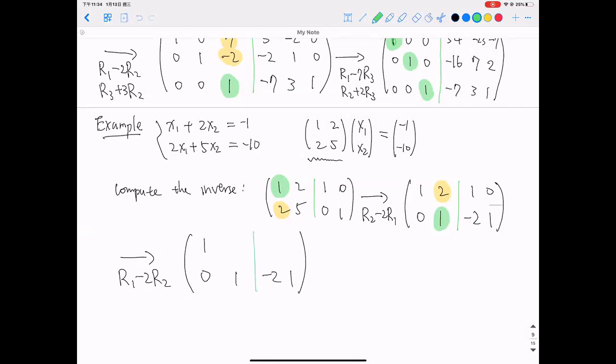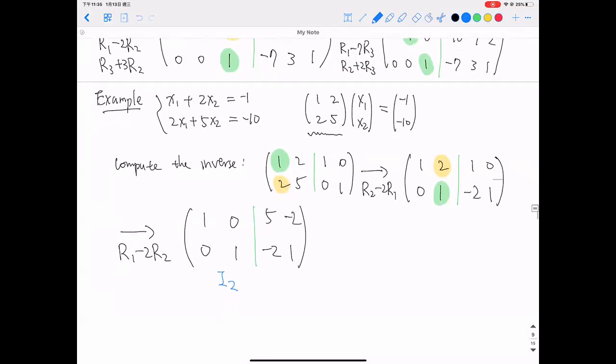Now, above here, you have 1 minus 0, that's 1. 2 minus 2 is 0. 1 minus twice 1 minus 2, negative 4, that's 5. Finally, 0 minus 2 is negative 2. Okay, so now the left-hand side has been reduced to I2. This means that the right-hand side must be A inverse.